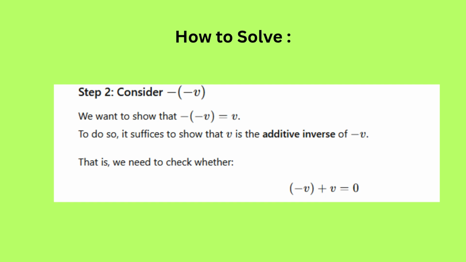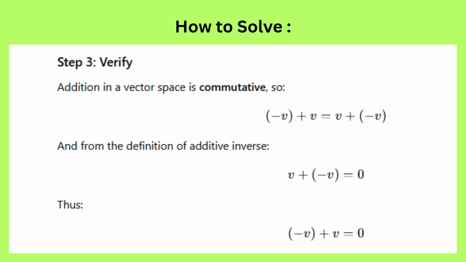Step 2, consider the additive inverse of negative v. We want to show that the negative of negative v is v. To do so, it suffices to show that v is the additive inverse of negative v. That is, we need to check whether the equation below holds. Intuitively, it kind of makes sense. Addition in a vector space is commutative, hence negative v plus v is equal to v plus negative v.